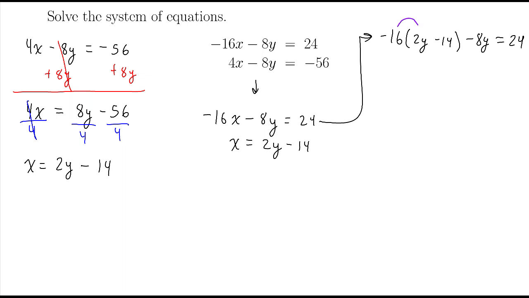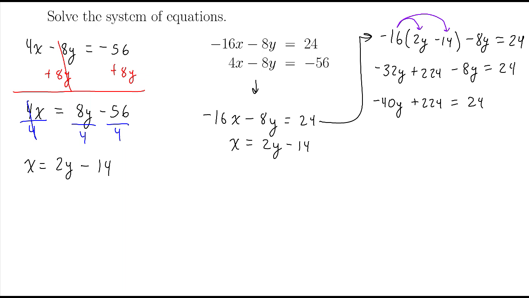Negative 16 times 2y is negative 32y. Negative 16 times negative 14 is positive 224. Minus 8y equals 24. Bring all that down. On the left side of this equal sign, I have some like terms. This negative 32y and this negative 8y, I can put those together. Negative 32 minus 8 is negative 40. So we have negative 40y plus 224 equals 24.